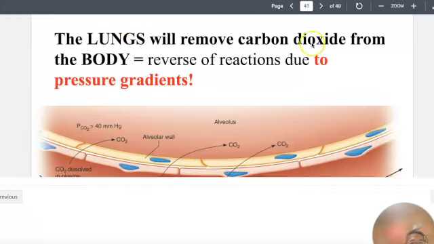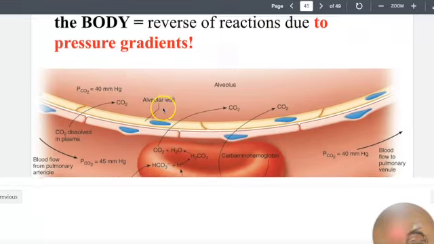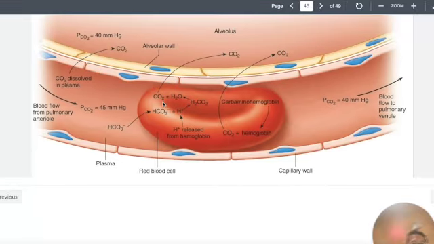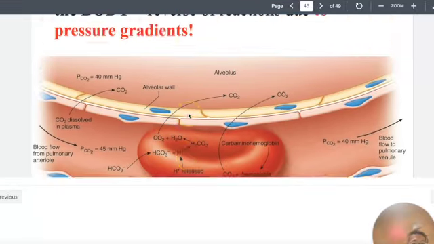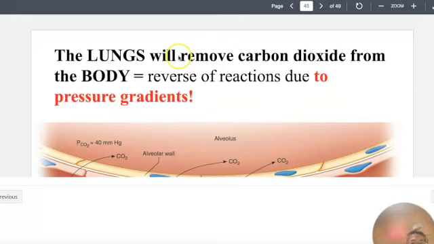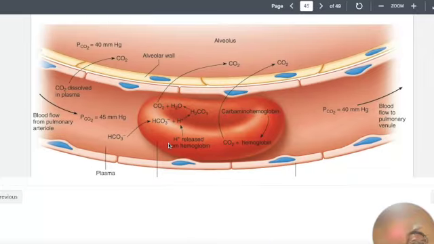The lungs will remove the carbon dioxide from the body and reverse the reaction through the pressure gradient. Once the lung removes the carbon dioxide, the pressure will then change, and that's how your body exchanges gases. So here it is. Here's the lung, the alveoli. Here's the alveolar wall. Remember, it's one single cell. Here's the cell wall of the alveoli, and here's the cell wall of the capillary.